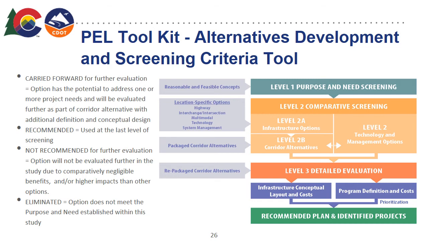So this graphic illustrates a tool we're building to use during the alternative screening process. It shows 3 levels of screening, a purpose and needs screening, a comparative screening, and detailed evaluation screening. All levels of screening are not appropriate for all PELs. As mentioned, the PEL process is extremely flexible, and a team might decide that they only want to screen against the purpose and need and leave it at that. The rest of the screening can then be picked up during NEPA.